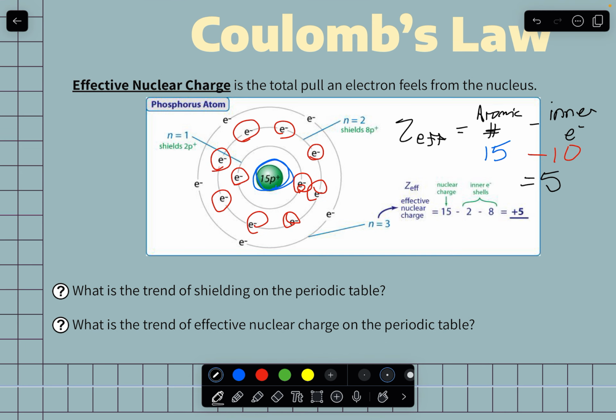Okay, so the trend for shielding on the periodic table, right? As you go down, you're getting more energy levels.